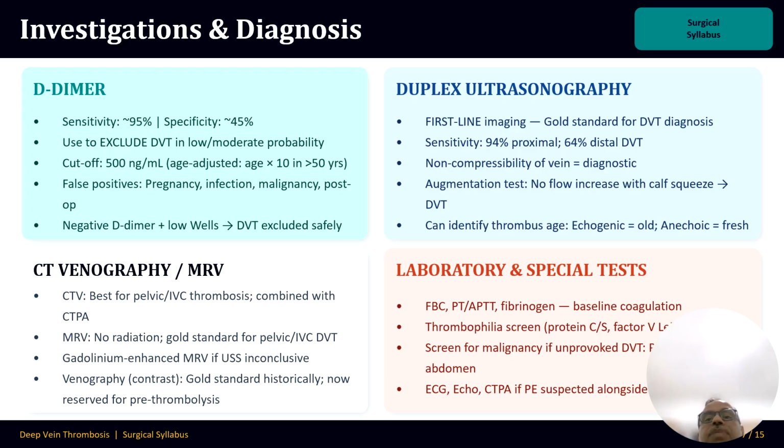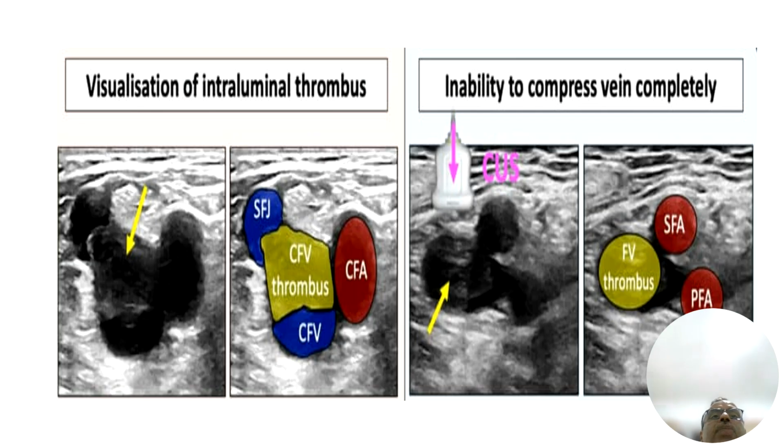There are other lab tests and special tests which should be done, like a baseline coagulation profile in the form of prothrombin time, activated prothrombin time, fibrinogen levels, and full blood count. Thrombophilia screen in the form of protein C and S, factor 5 also. Screen for malignancy if there is an unprovoked DVT. Do an ECG, echocardiogram, and CT pulmonary angiogram if pulmonary embolism is suspected along with deep vein thrombosis. So these are the investigations which should be done in a patient with deep vein thrombosis.